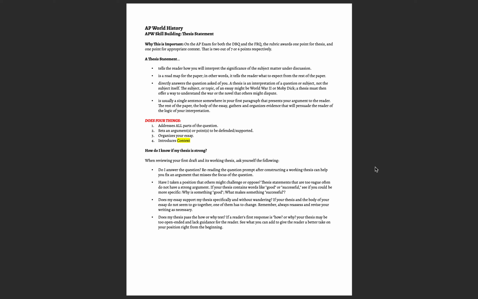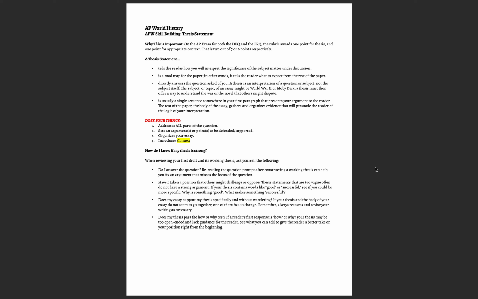It tells the reader how you will interpret the significance of the subject matter under discussion, is a roadmap for the paper. In other words, it tells the reader what to expect from the rest of the paper, and directly answers the questions asked of you. A thesis is an interpretation of a question or subject, not the subject itself. The subject or topic of an essay might be World War II or Moby Dick. A thesis must then offer a way to understand the war or the novel that others might dispute.